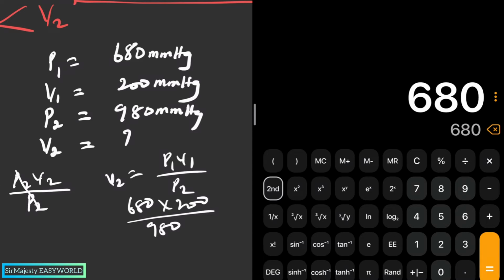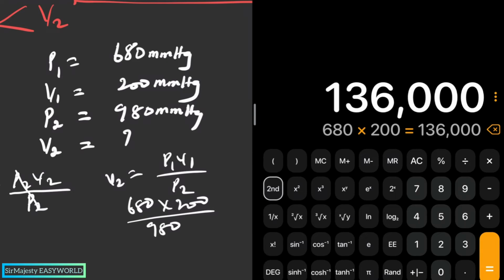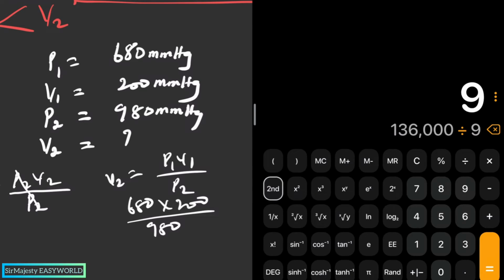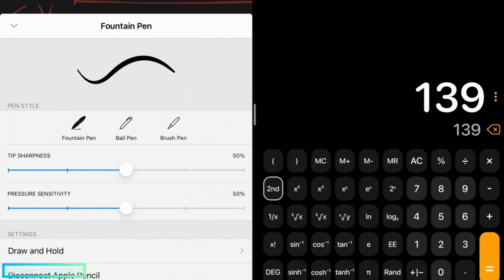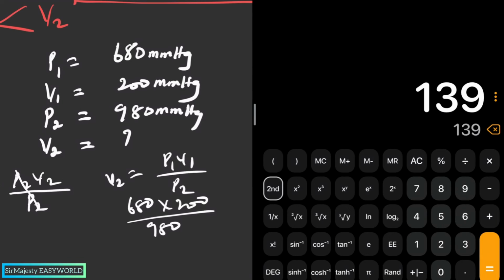So we have 680 times 200 is equal to 136,000, then divided by 980 is 139. So I said it's going to be above 100, close to 150. It shows that the second volume, V2, is 139. So one can confidently fill in the space here, as our final answer is now 139 cm cube.